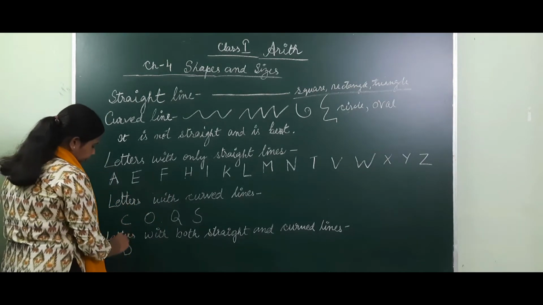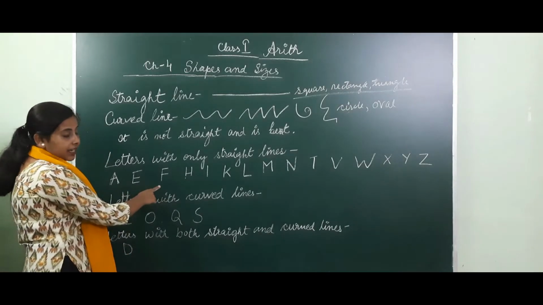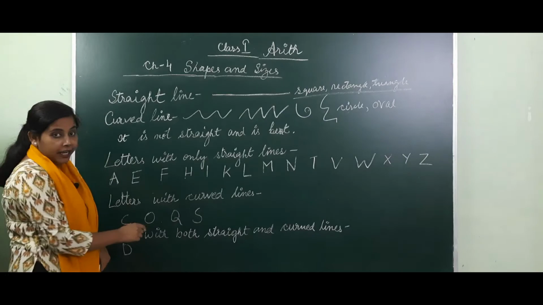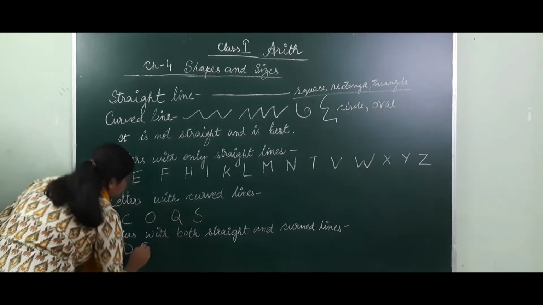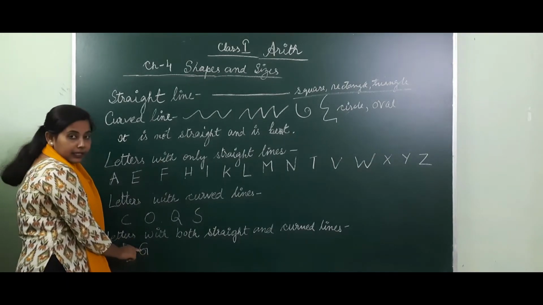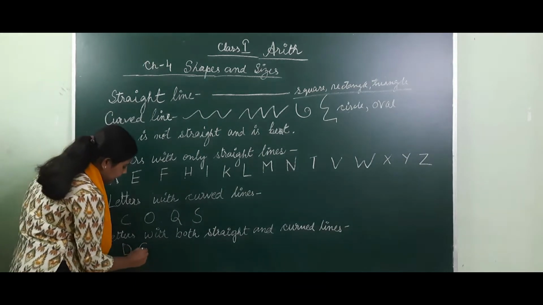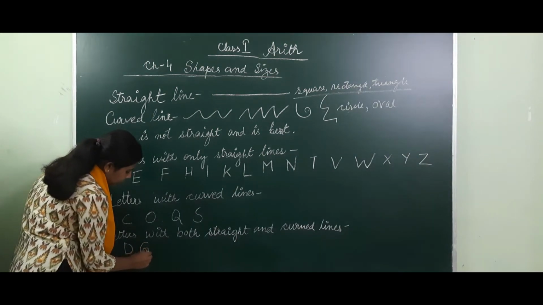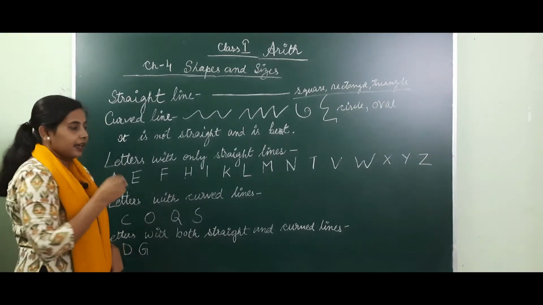Next, E is a straight line, F also straight, G. Okay, G is not here. G is both curved and straight. See, when you write G, first you have to write in this way. You are using a curve and then you have to draw 2 straight lines. So it becomes a curved as well as straight line alphabet.